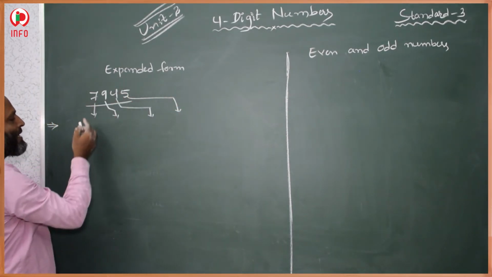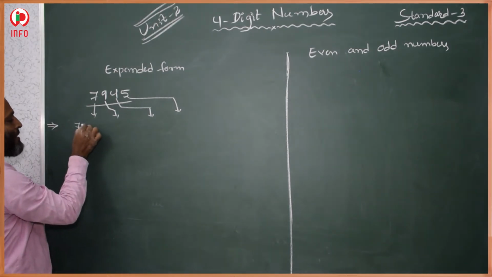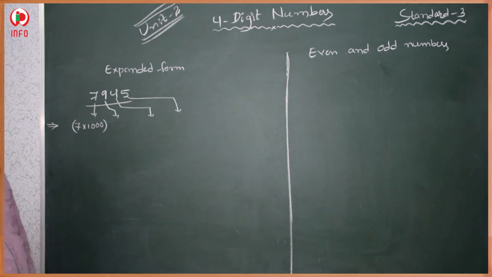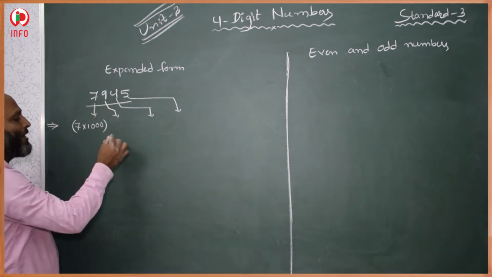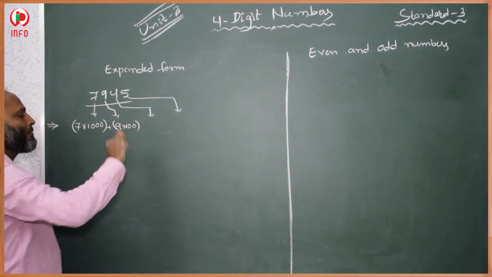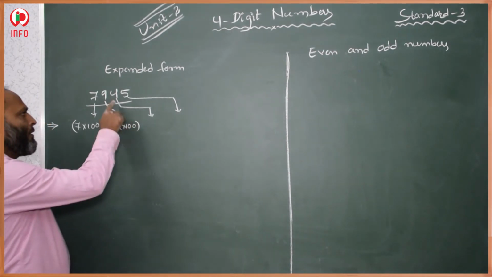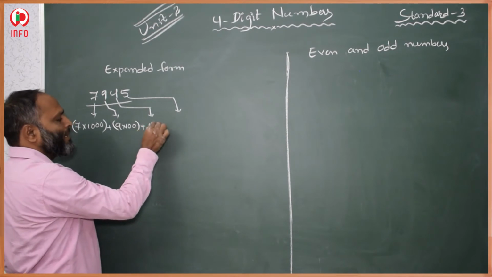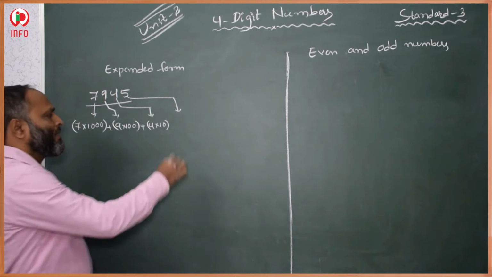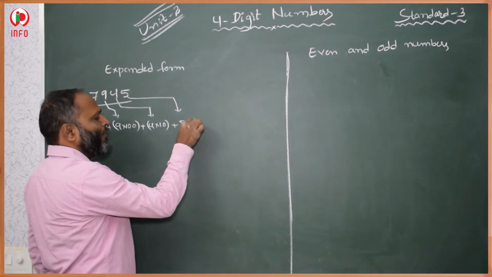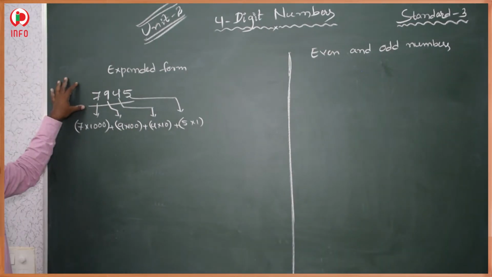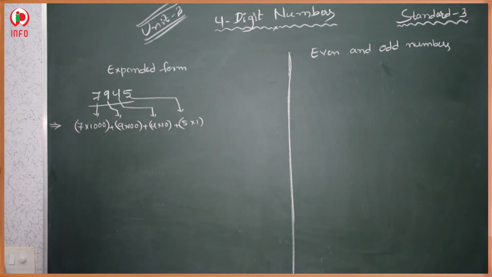Then 7 is in thousands place, so 7 into 1000. After that, 9 is in hundreds place, so we take 9 into 100. Then 4 is in tens place, that is 4 into 10. Then 5 is in ones place, so we take 5 into 1. This is our expanded form of this numeral.